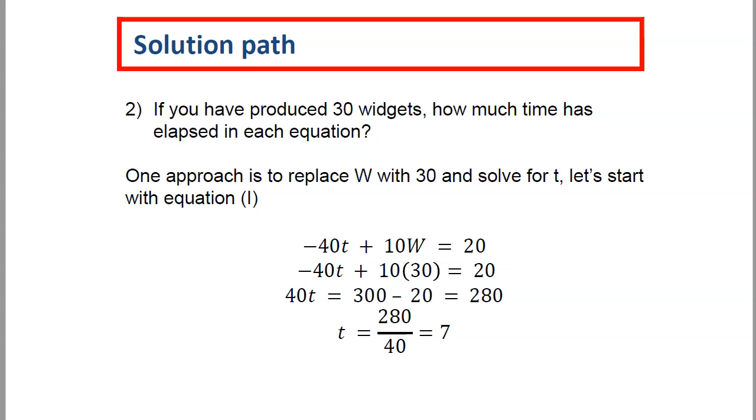Then for part 2, if you've produced 30 widgets, how much time has elapsed in each equation? One approach is to simply replace W with 30 and then solve for T. So let's start with equation 1. We have minus 40T plus 10W equals 20. When we replace W with 30 and solve, we get T equals 7.